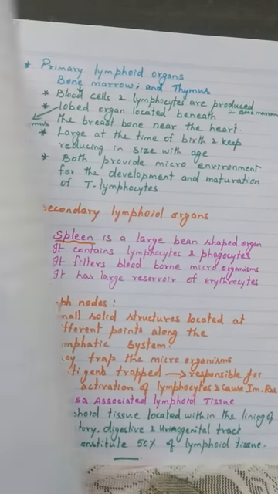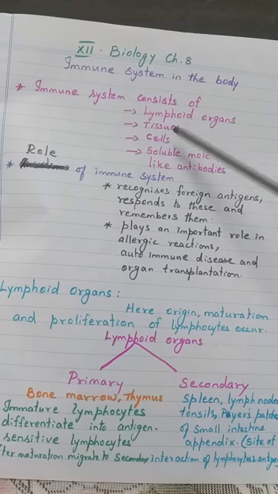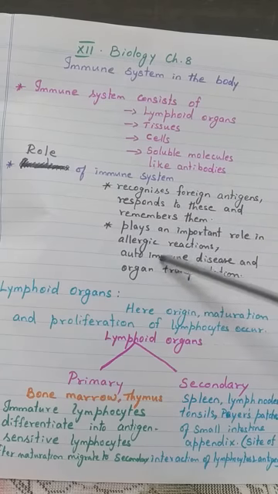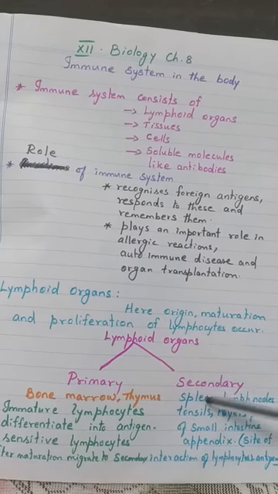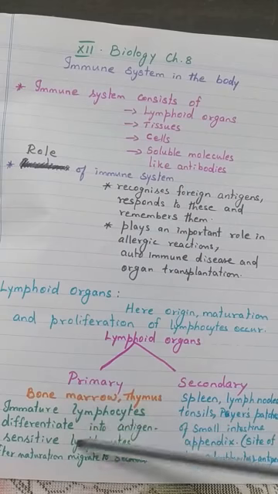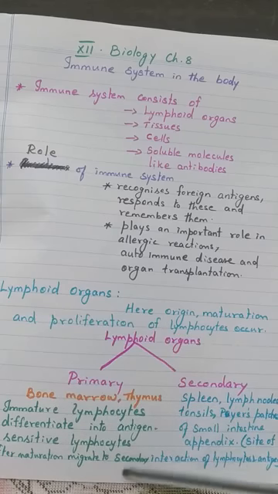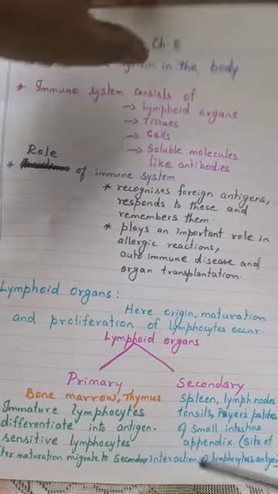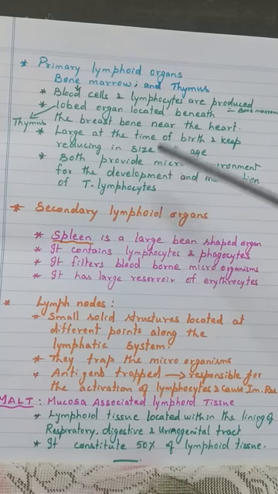So, in this video, we studied the immune system. The immune system consists of lymphoid organs, tissues, cells, soluble molecules like antibodies, and it plays an important role in transplantation, autoimmune disease, and allergic reactions. Lymphoid organs are primary and secondary. Bone marrow and thymus are primary lymphoid organs, where origin and maturation of lymphocytes happen, and after maturation they migrate to secondary lymphoid organs, where the lymphocytes interact with the antigens. Bone marrow and thymus provide microenvironment for the development and maturation of T lymphocytes.